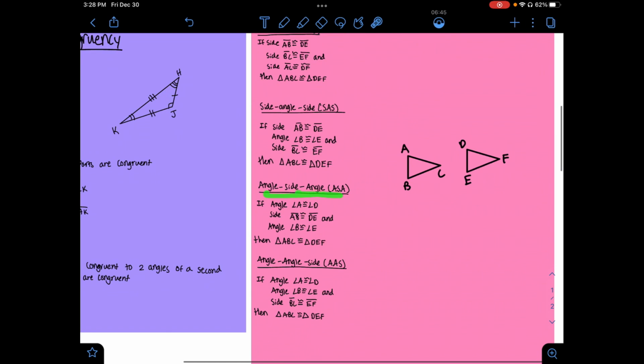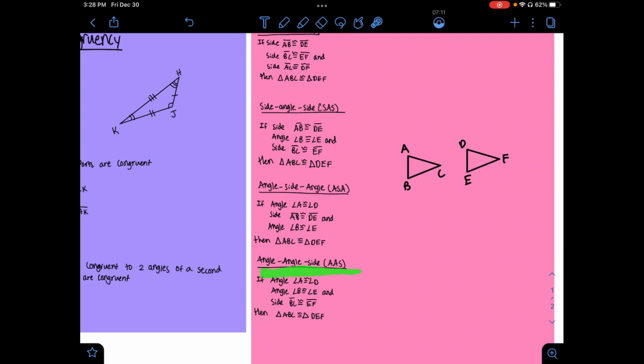Okay, our next one is angle, side, angle, which is ASA. That's if angle A is congruent to angle D, side AB is congruent to side DE, and angle B is congruent to angle E. This one is when you have the angle, side, and then the angle. If you say it out loud, you have to be able to go angle, side, angle, and they have to be touching. If that's all true, then these two triangles are congruent.